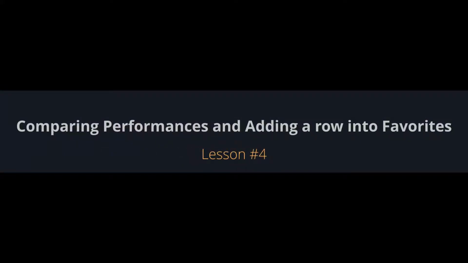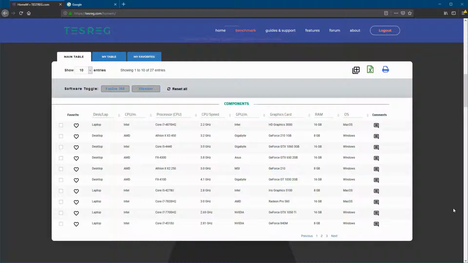In this lesson, I'll show you how to compare performances and add a row into the favorites. So let's go and check it out. Okay guys, comparing between performances and adding into the favorites is very simple. You can do it anywhere you like, under any table that you want.